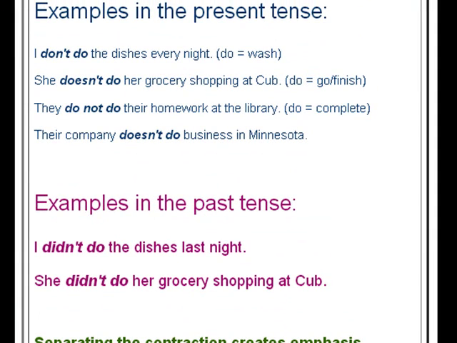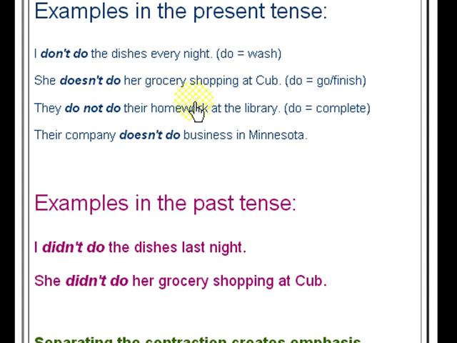As I mentioned, do can be used as the main verb, and when it is, it's used in place of the verb that you would normally use. Okay, for example, I didn't do the dishes. I don't do the dishes every night. And here, do is used in place of wash. You would say, I don't wash the dishes every night, but we're using do in place of the word wash.